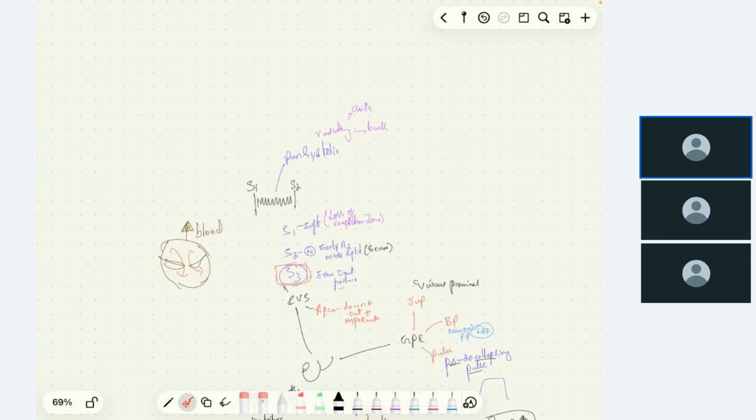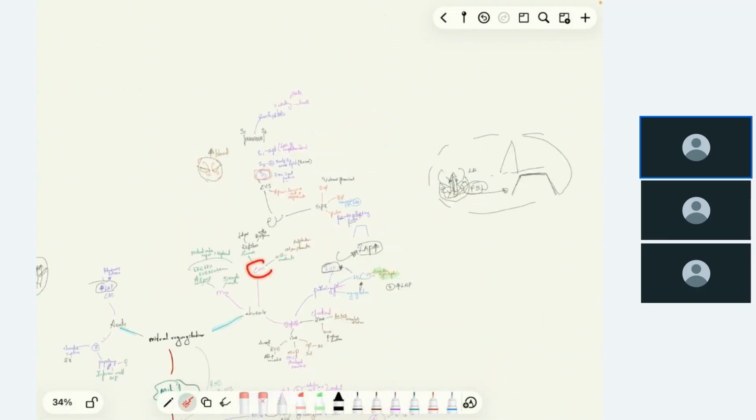giving rise to a pansystolic murmur, which radiates to the axilla and back. This is about the clinical manifestations and the clinical examination findings in mitral regurgitation.